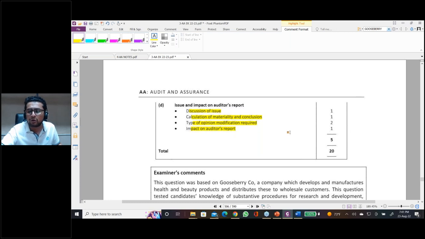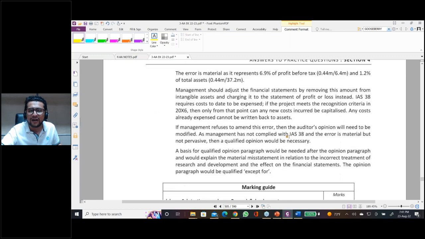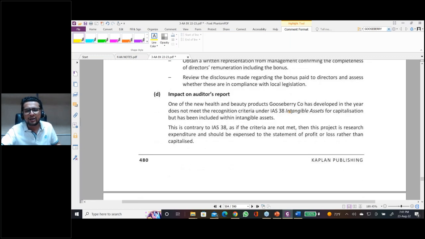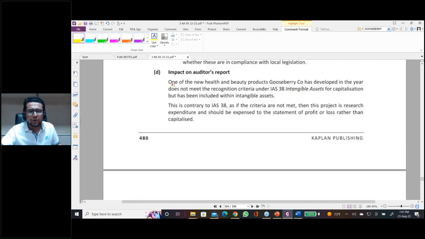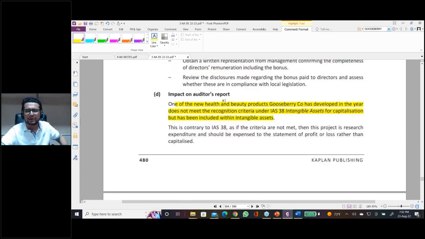What do I mean by impact on the audit report? It's about the basis for qualified opinion. Now let's see what the solution has to offer. One of the new health and beauty products the company has developed in the year does not meet the recognition criteria under IAS 38 Intangible Assets for capitalization, but the company has incorporated it within the intangible assets. So that's the introduction from the question, one mark.